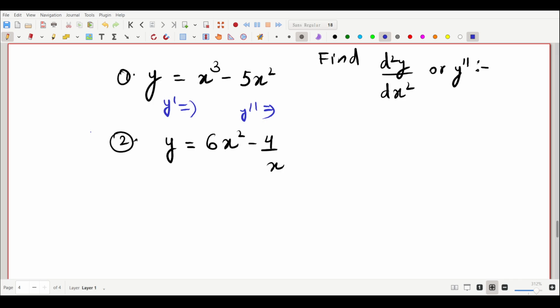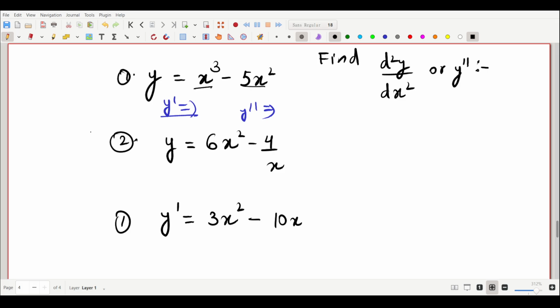The first question says y equals x cube minus 5x square, right? So let's find y dash first. Let's take one term at a time, x cube. 3 will come down and the power of 3 will become 2, so 3x square. Minus 5 as it is, 2 will come down, 5 times 2 is 10, 10x. Because the power was 2, it has to be 1 this time.